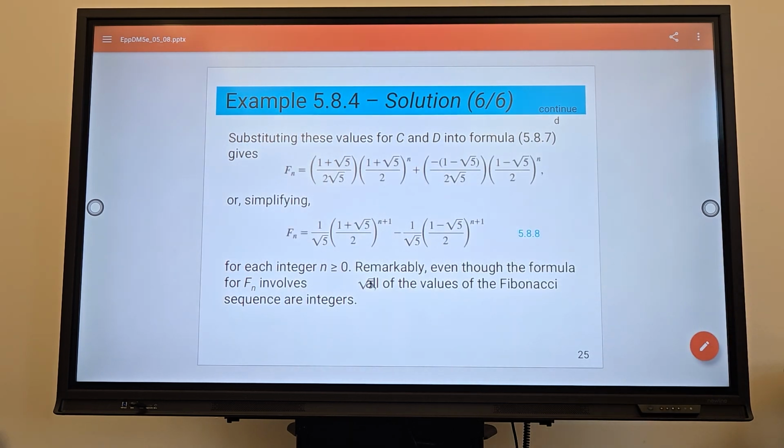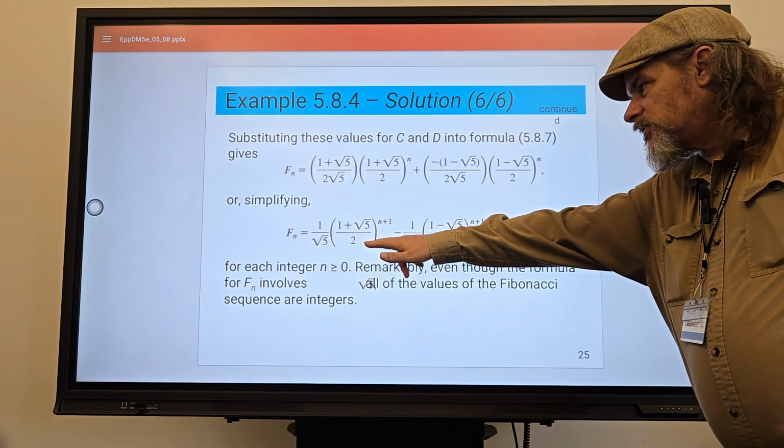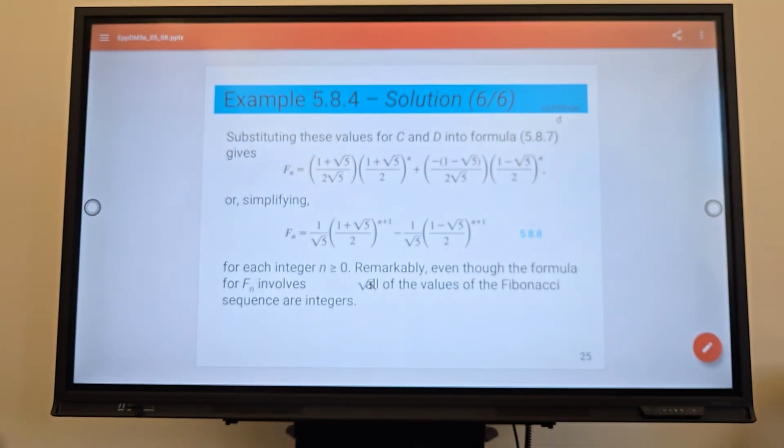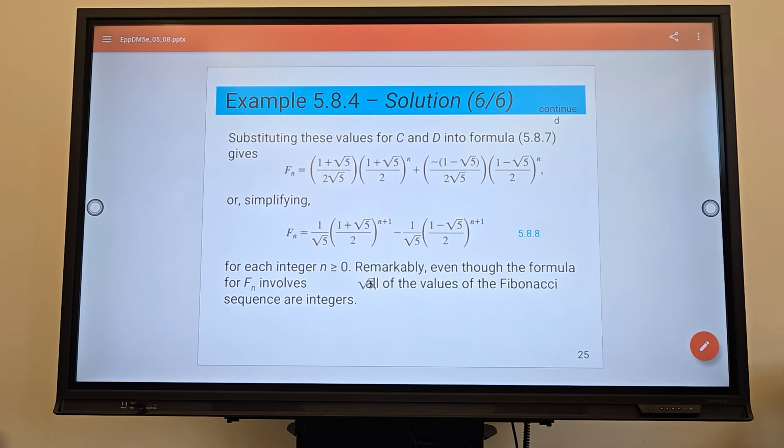Substituting these values for c and d into the formula gives this monstrosity, or simply this, if you can call that simple, for each integer n greater than or equal to 0. Remarkably, even though the formula for f sub n involves the square root of 5, all of the values of the Fibonacci sequence are, in fact, integers.